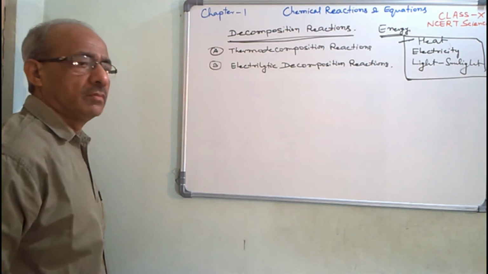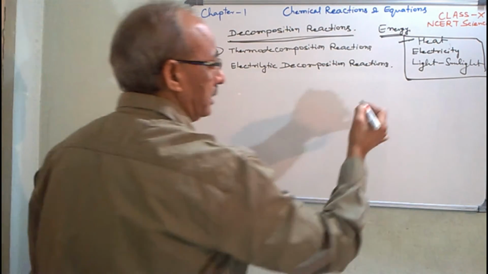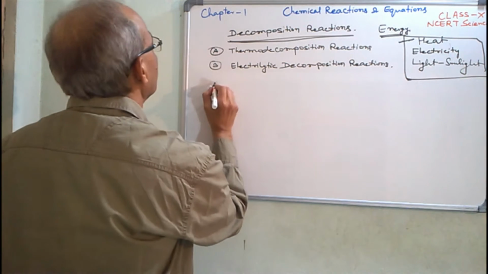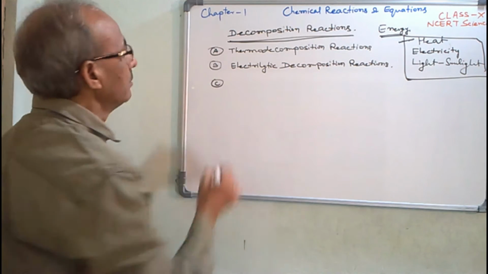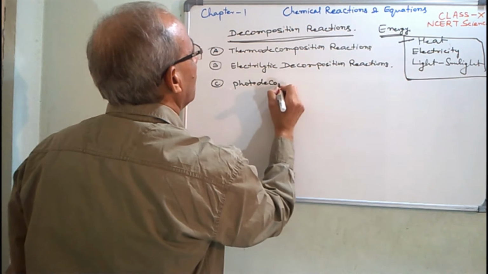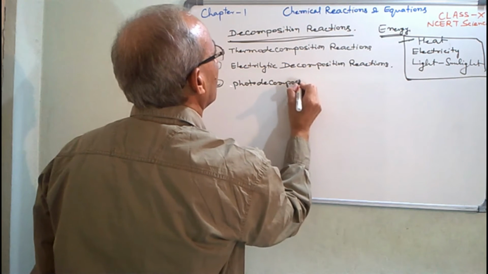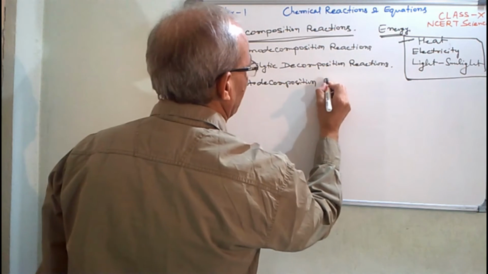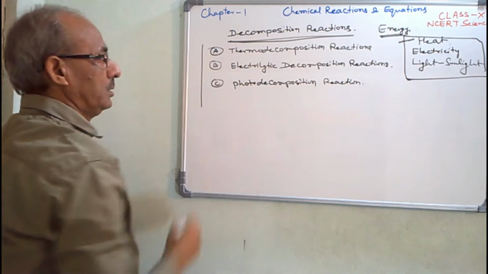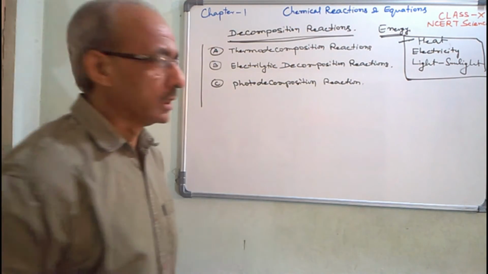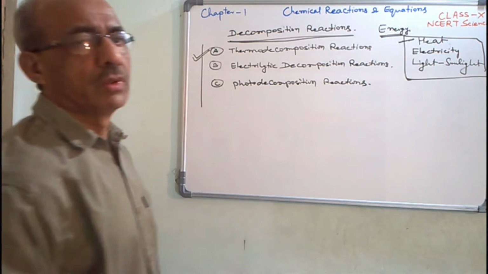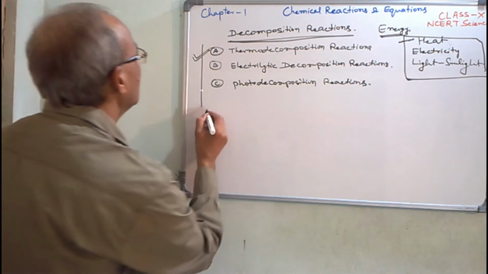When the decomposition of a particular substance is completed in presence of sunlight particularly, it is called photo-decomposition reaction. Photo-decomposition chemical reactions. Now firstly we will discuss the thermo-decomposition chemical reactions.